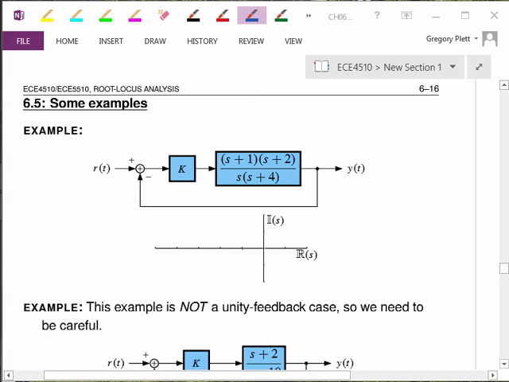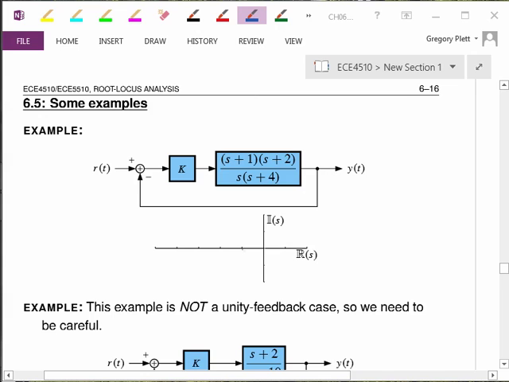We look now at a couple of examples of root-locus plotting to just help improve your familiarity with doing so. One of them is quite straightforward, and the other one is quite a bit more involved. So let's get right to it.